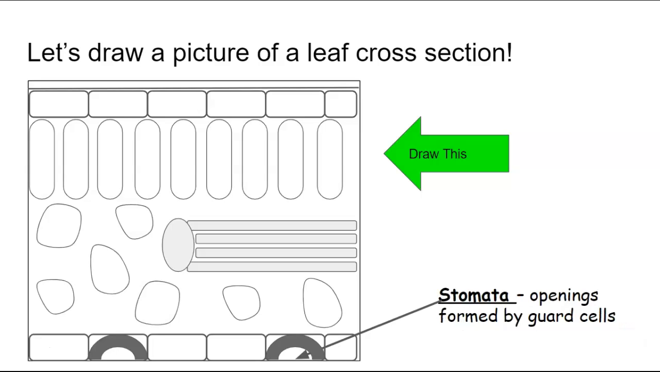The openings, the little holes, those are called stomata. Okay, so that's the opening formed by the guard cells. So sometimes you'll hear stoma. Okay, that's just one. Stomata is plural. So stomata are the little holes that the guard cell forms. Okay, it's the openings.